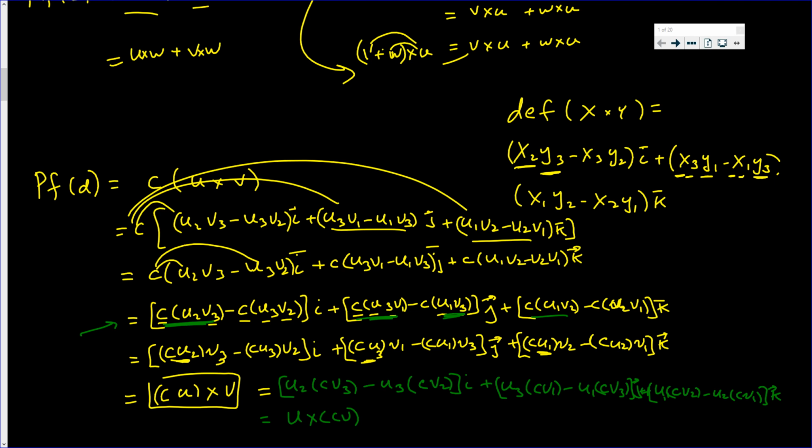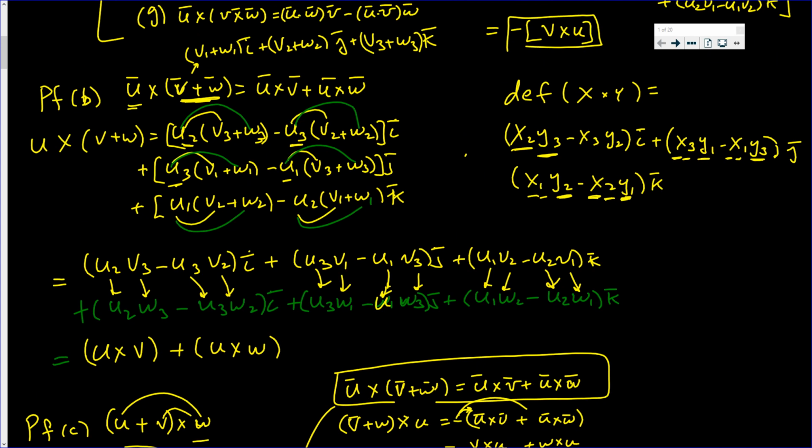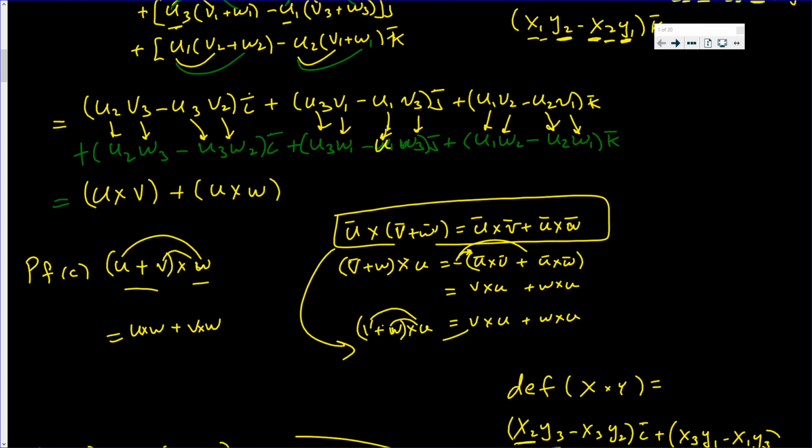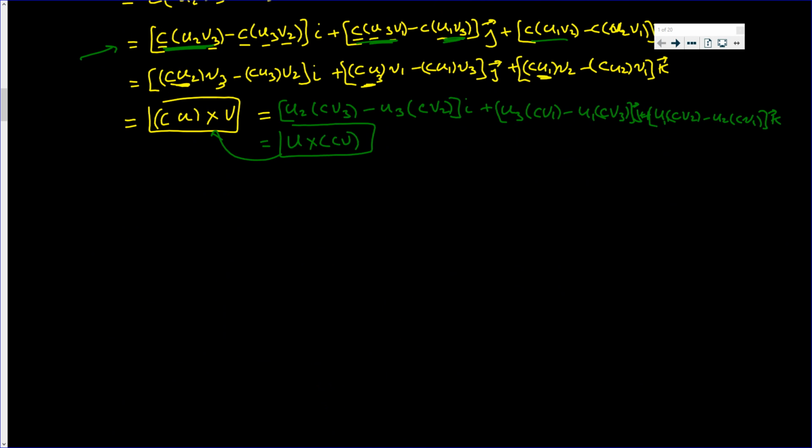So the C you can put any place you want. We proved that. You can get it to be this, you can get it to be that, and you can keep it like it initially was, which was C times U cross V. That is letter D. Let's go on to letter E. Let's see what that one is. I think that's here. So letter E is we cross U with itself.